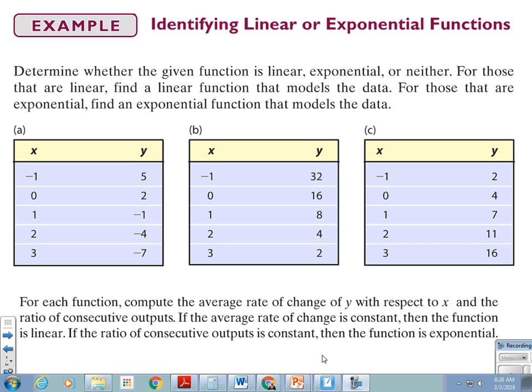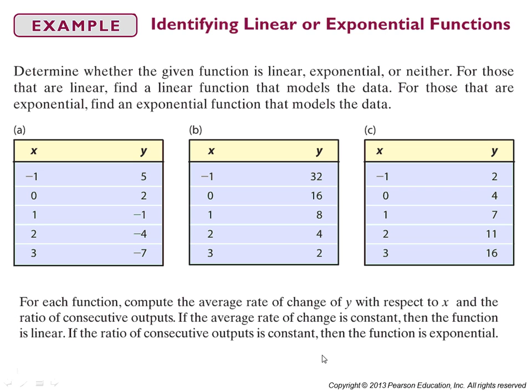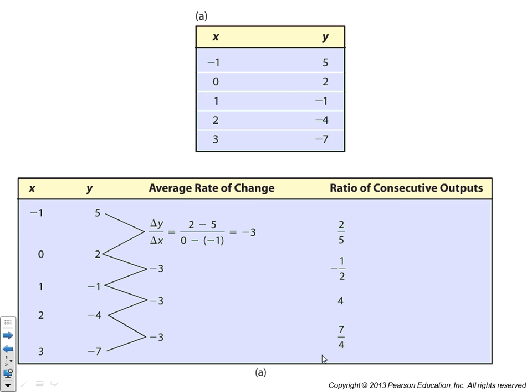If you're multiplying, or changing by a multiple each time, then the function is exponential. So when you look at the first one, you notice that we are decreasing by 3 each time. That means our average rate of change is -3. And if you try the ratios, 2 divided by 5 is 2/5.